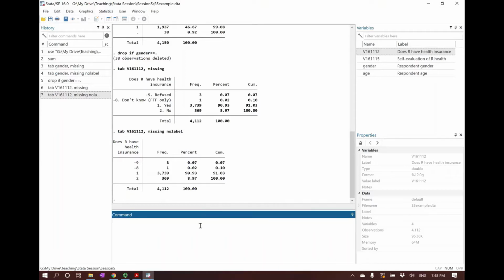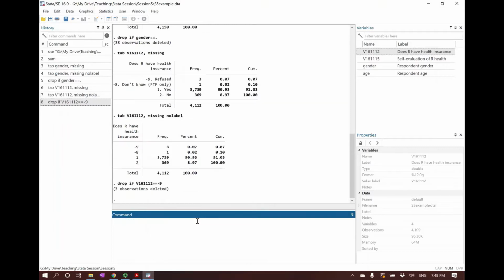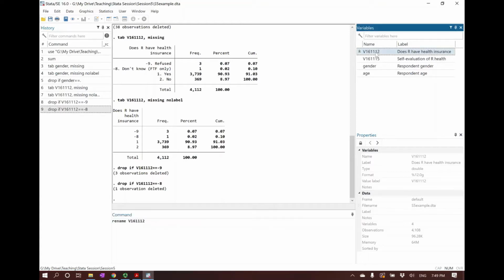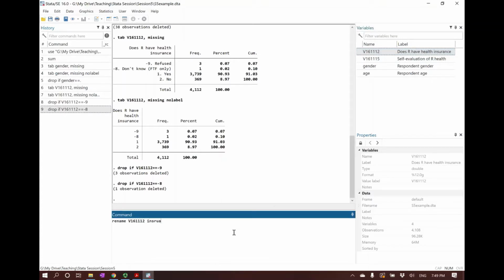Now I'm going to drop if V161112 equals -9. If it's a refused response, I need to drop it. So 3 observations will be dropped. I will drop again if it equals -8. You can do it all together, just have an if statement with an or. So now I'm going to enter, and 1 more observation is deleted. It's probably also a better idea to rename the variable. So I'm going to rename this variable, calling it insurance.